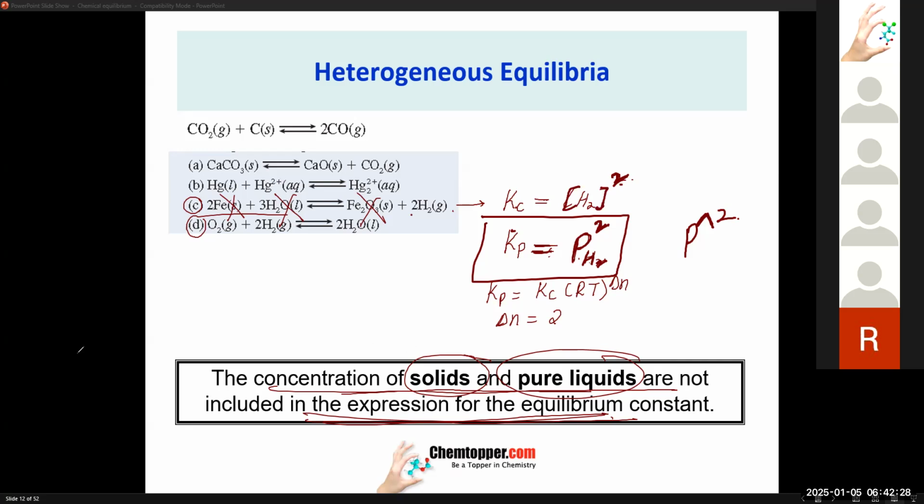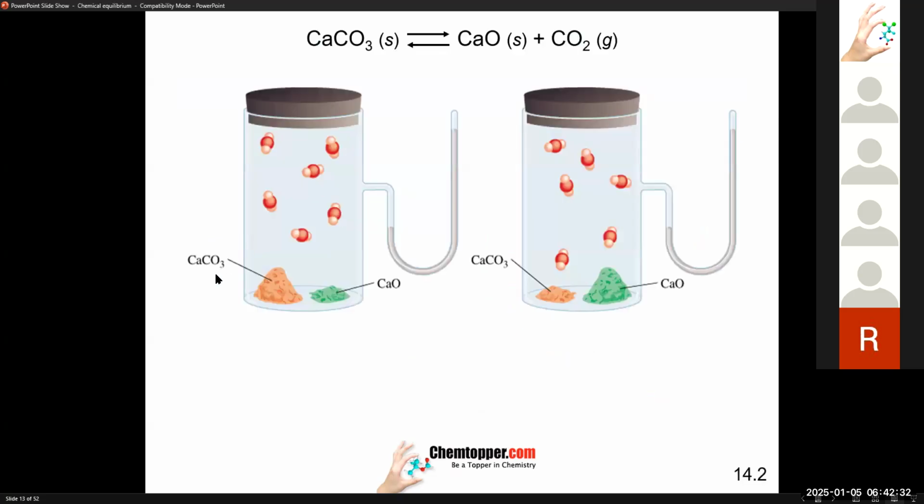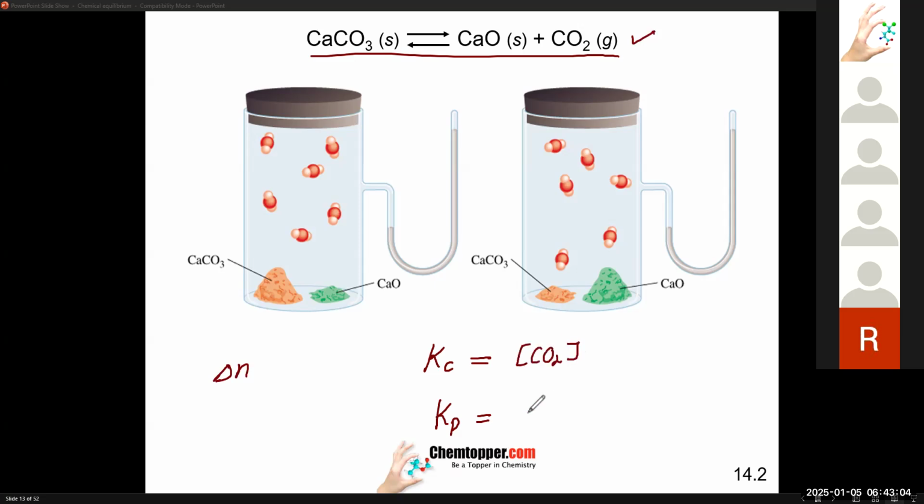Okay, I'm going to clear it. So what is the Kc expression for this reaction? And what is Kp? And what is delta N for this one? Kavya, you're right. Concentration of CO2, that is Kc. And Kp? Yes, very good, Shashank. Pragnya, good. And what is Kp? Kp is the pressure of CO2. Yes, pressure P.